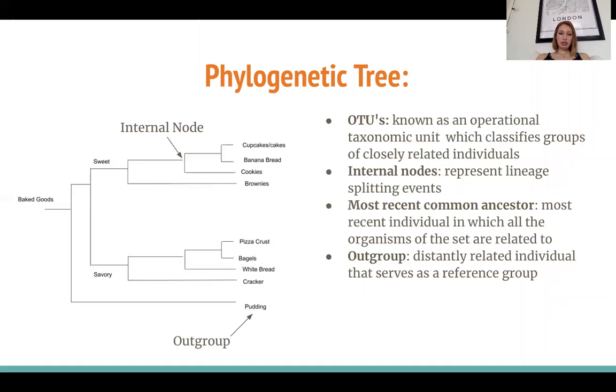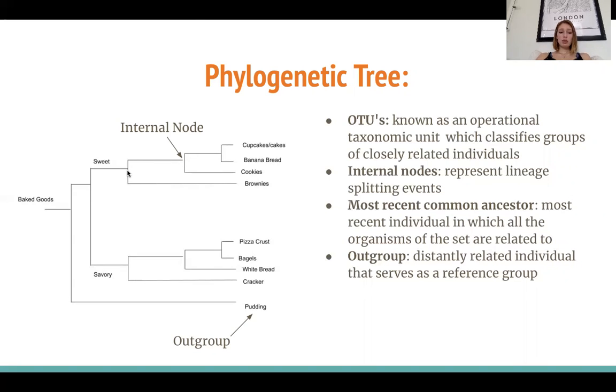Alrighty, so OTUs, for all intents and purposes, in this example are going to be like the different species. So cupcakes and cakes would be an OTU, while banana bread would be an OTU. All of these are OTUs. Internal nodes are where a lineage will split into two. So that could be here, here, all of these are internal nodes.